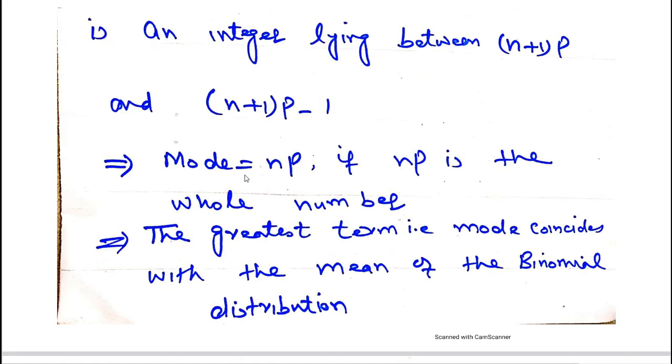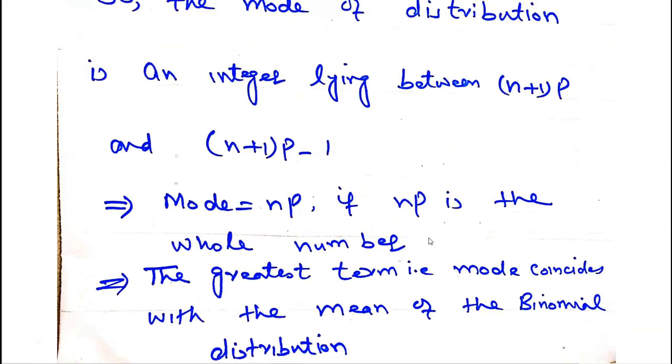So that implies that if the mode is equal to np, and np is a whole number, the greatest term, that is the mode, coincides with the mean of the binomial distribution.